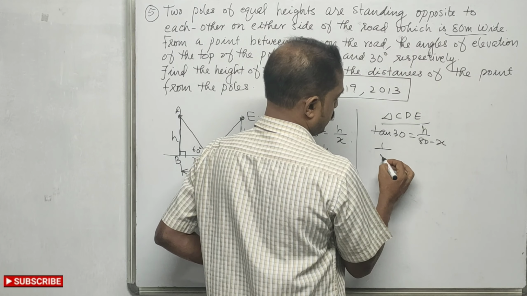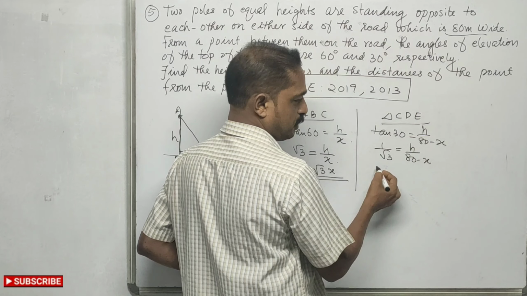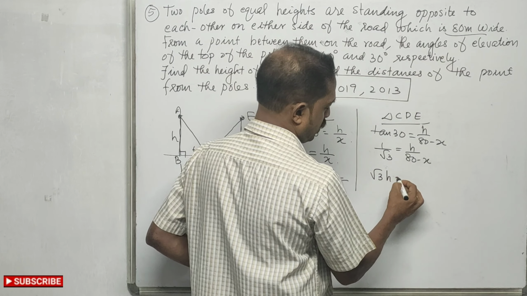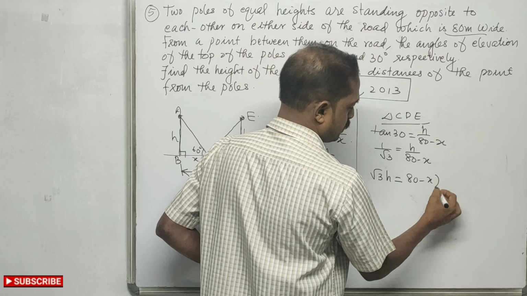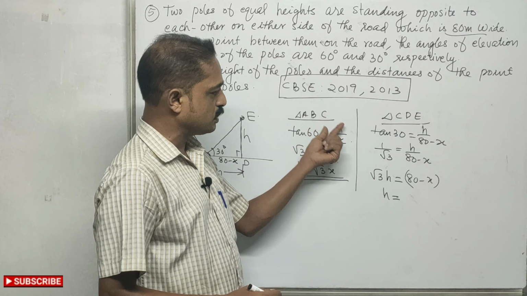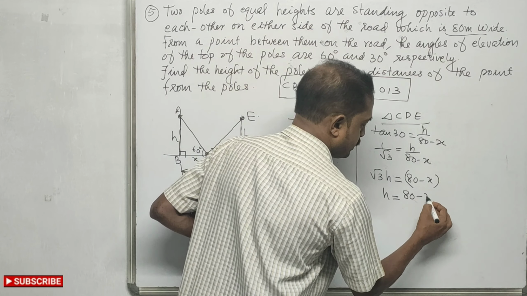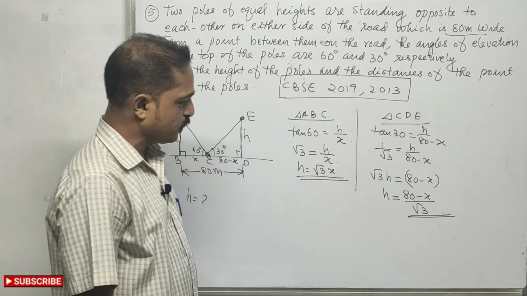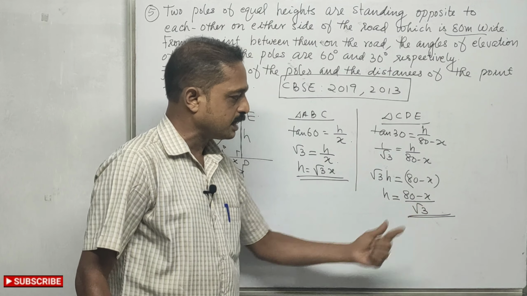So what is tan 30? It is 1 by root 3, equal to H divided by 80 minus x. So cross multiplying, root 3 H is equal to 1 into 80 minus x, that is 80 minus x. So what will be H? You will have to find out the two values of H and equate the two values. H is equal to 80 minus x divided by root 3. So now we have got two values for H. H is equal to root 3x and the second is H is equal to 80 minus x by root 3.